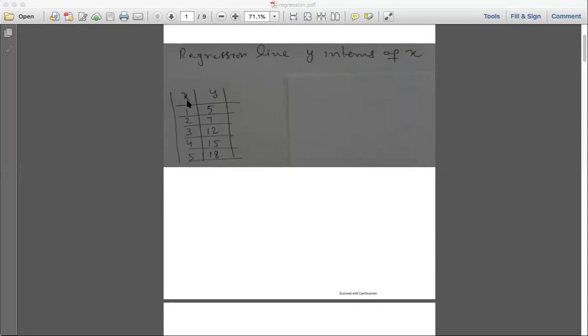Please note down x is 1, 2, 3, 4, 5, and y is 5, 7, 12, 15, and 18. And we need to find the regression line y in terms of x. And what is the equation? As I showed you before, y is equal to ax plus b is the equation that we need to find by using these given values, and the method we follow is the least square method.